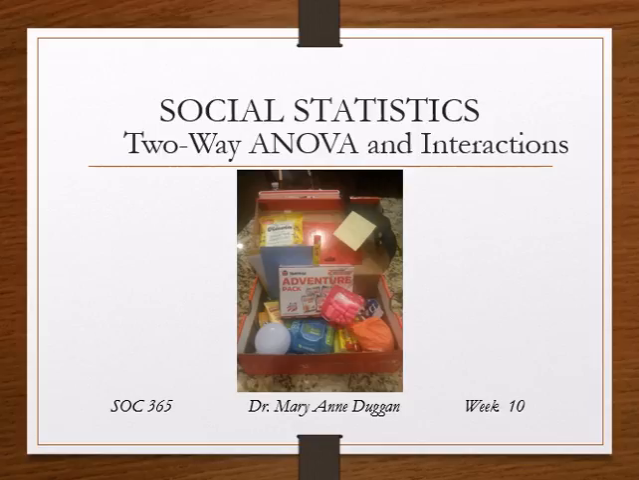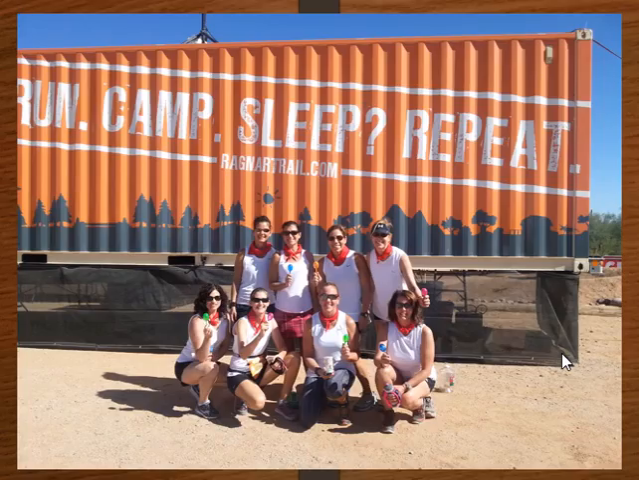To help explain the two-way ANOVA and how it helps us identify interactions, I'll give you an example from my own life. Two years ago, I ran a Ragnar Trail relay with 7 of my friends. That's me in the bottom right.